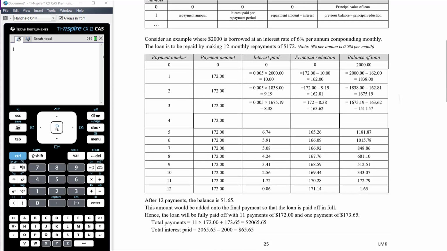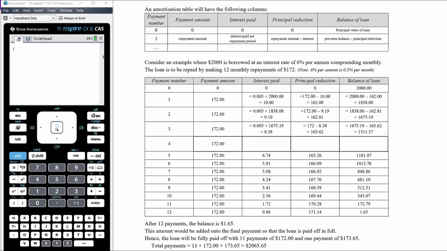Okay, so let's have a look at an example. $2,000 is borrowed at an interest rate of 6% per annum compounding monthly. The loan is to be repaid by making 12 monthly repayments of $172. Note that 6% per annum is 0.5% per month. These are the columns you're going to have in your amortisation table: payment number, payment amount, interest paid, principal reduction, and the balance of the loan.